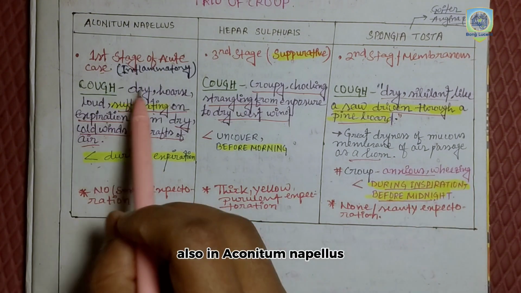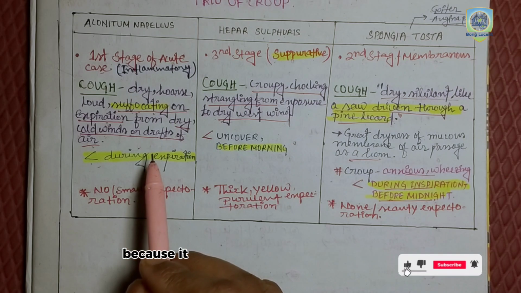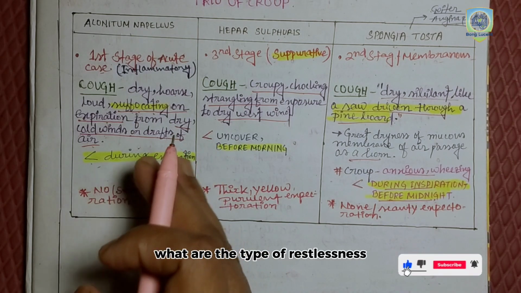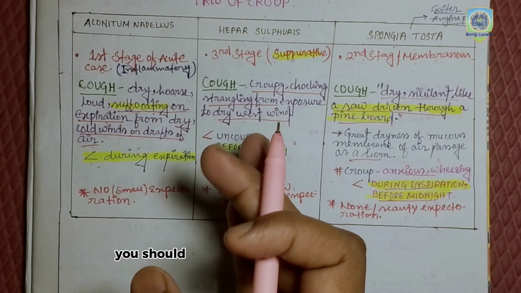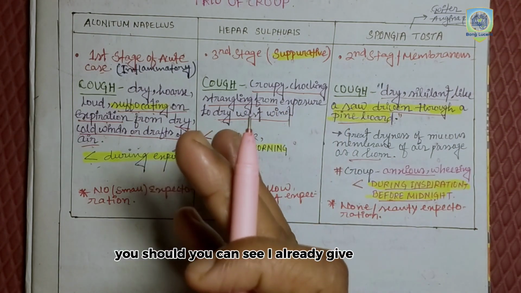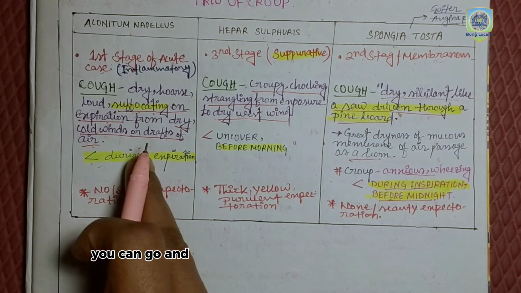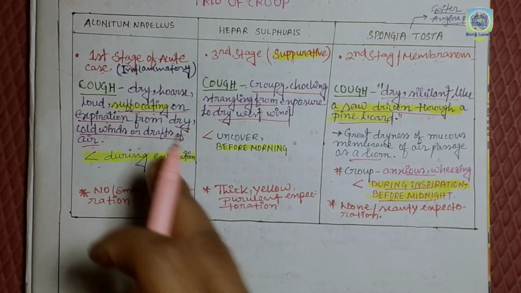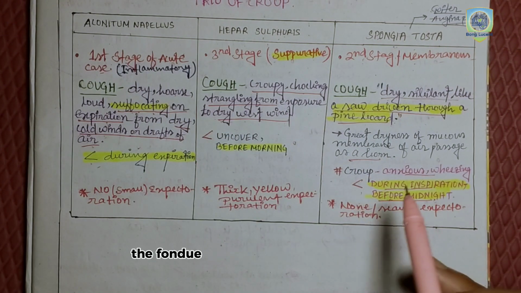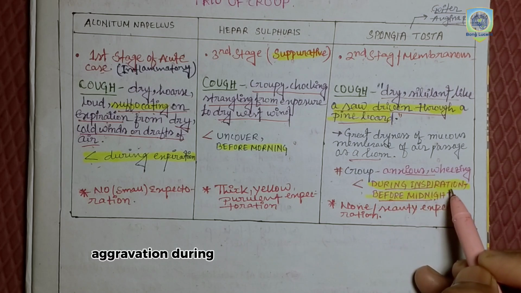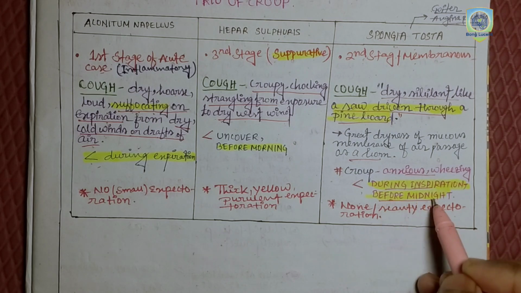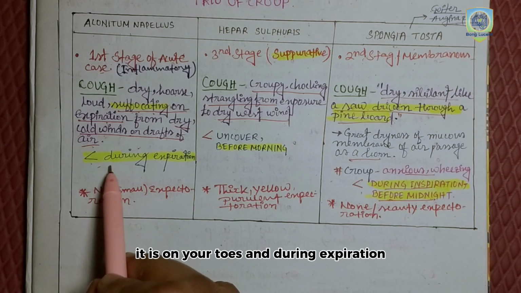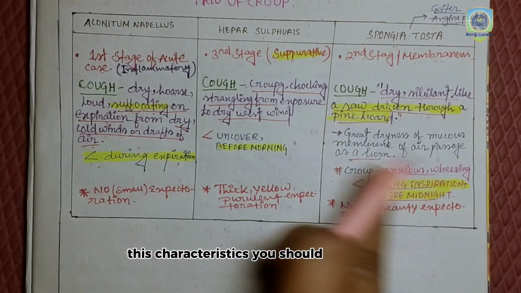Here in Aconitum napellus, the patient is very restless, because Aconitum napellus is one of the trio of restlessness remedies. What is the trio of restlessness? I already gave you the video and the link; you can go and see the trio of restlessness and their differentiation. As for modalities, in Spongia tosta there is aggravation during inspiration and before midnight. Aggravation during inspiration is Spongia tosta, and during expiration is Aconitum napellus. You should remember these characteristics.